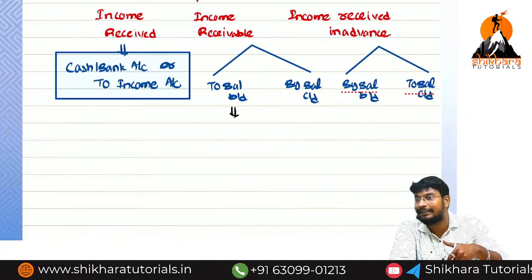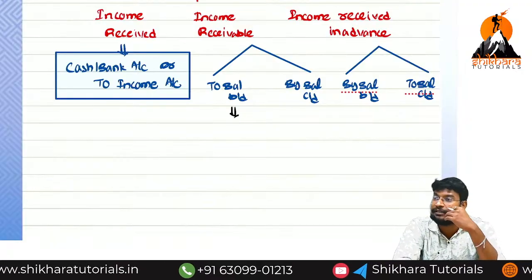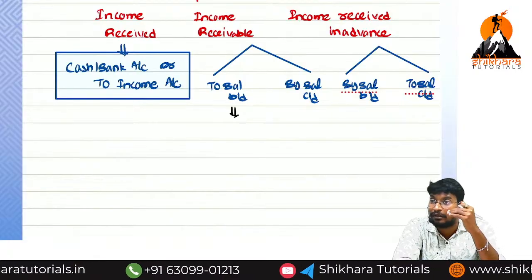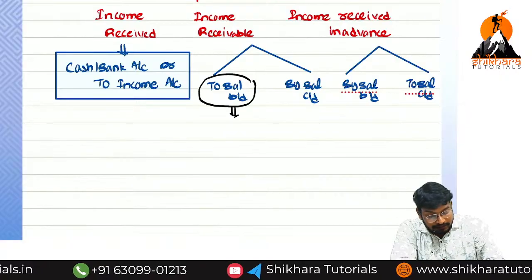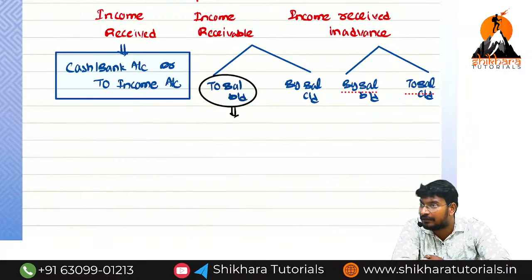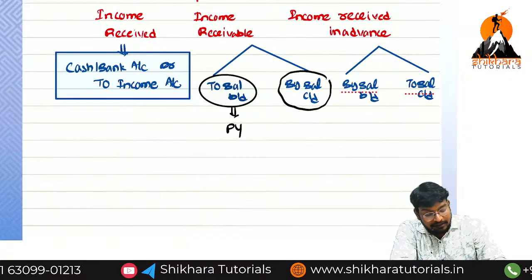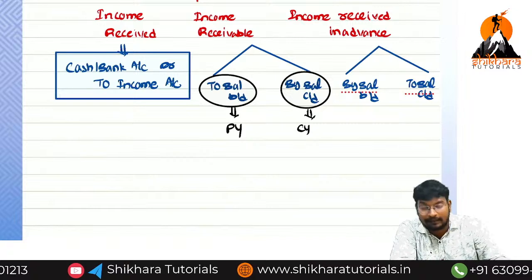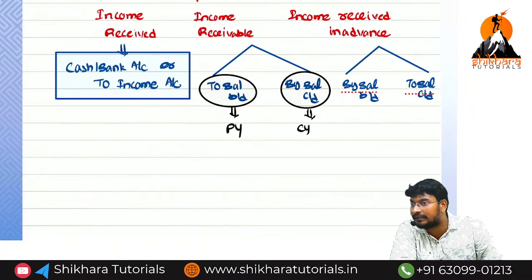Okay, that is current year only. Income receivable opening balance means what? That one belongs to previous year or current year? Belongs to previous year. What is the meaning of this opening balance? This income receivable happened in the previous year itself. So it belongs to which year? Previous year. What is the meaning of closing balance? This income receivable belongs to current year. Current year means increases or decreases? Increases. Previous year or next year means decreases.